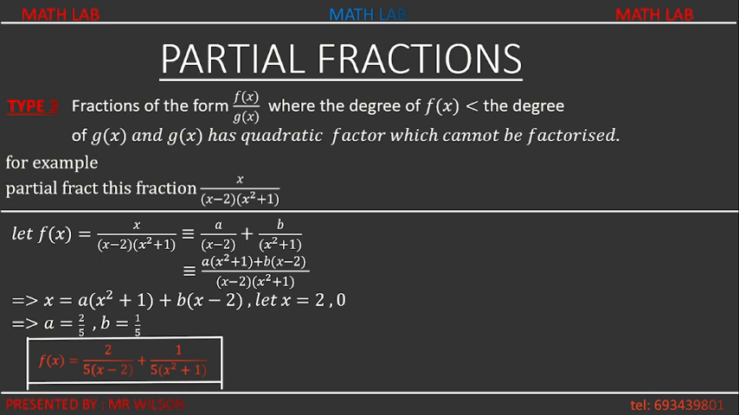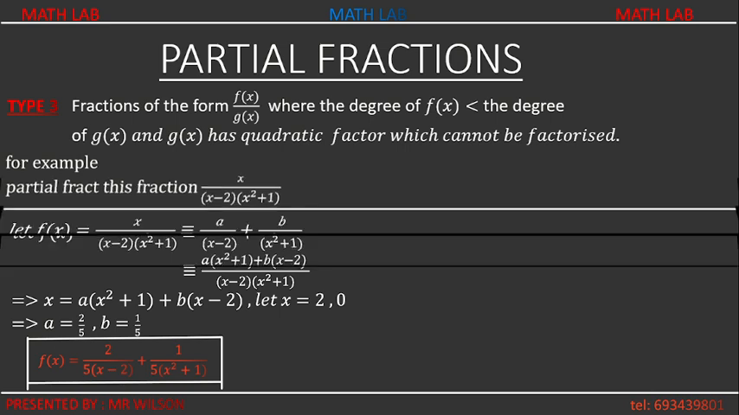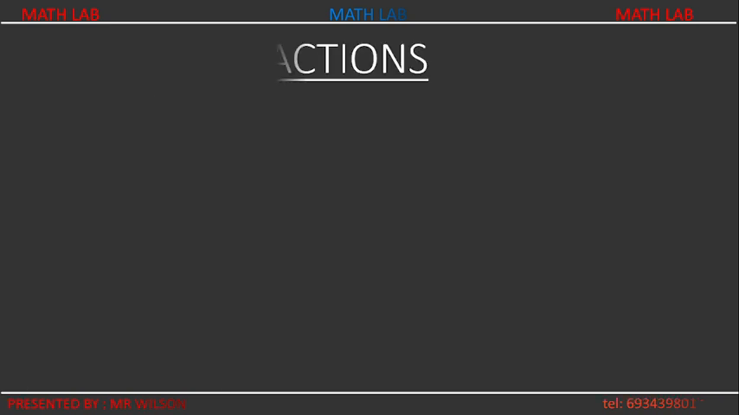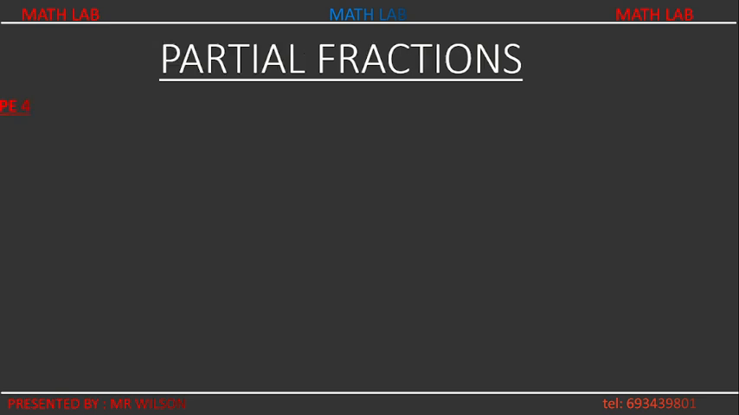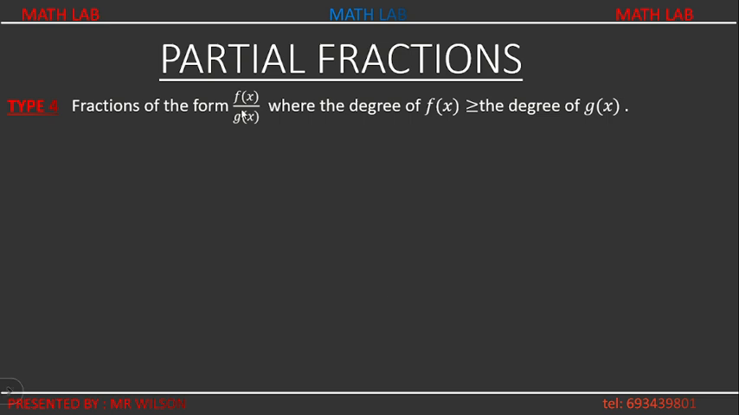Okay, so let us move to the type 3. Let us move to the next one. So for this other case, it's another typical case where the fraction is of the form f of x over g of x, where the degree of f of x is greater than or equal to the degree of g of x. Straightforward. If the degree of f of x is greater than or equal to the degree of g of x, then we talk about the type 4.